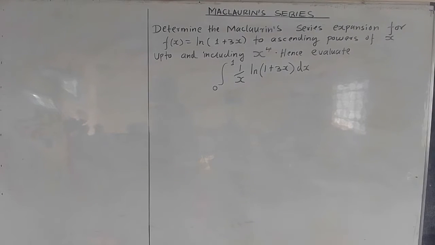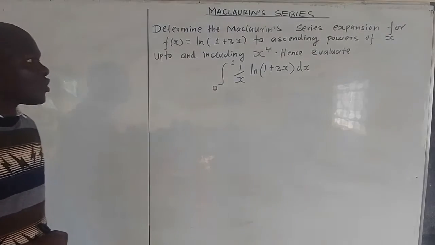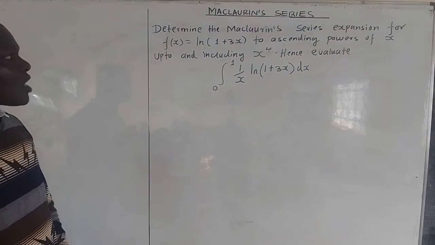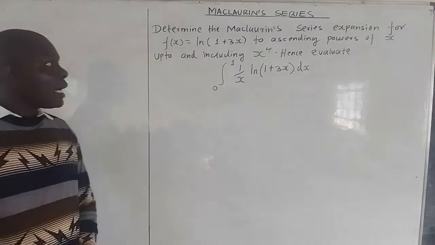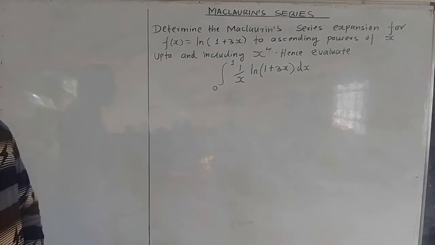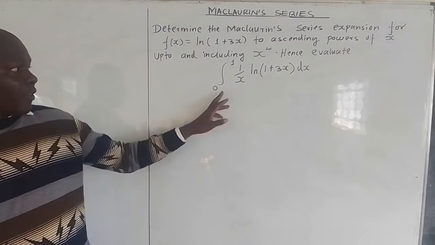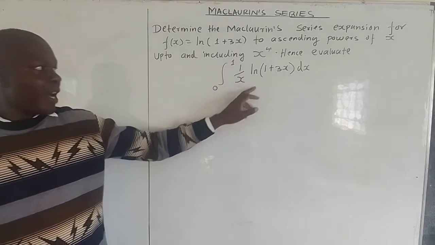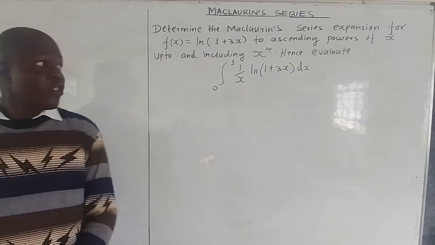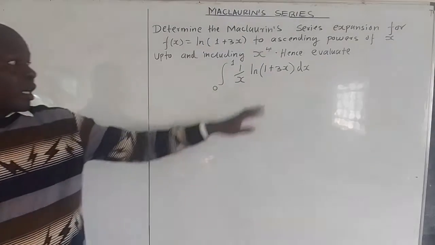Determine the Maclaurin's series expansion for f of x is equal to ln of 1 plus 3x to ascending powers of x up to and including x to power 4. Hence, evaluate the integral from 0 to 1 of 1 over x ln of 1 plus 3x dx.